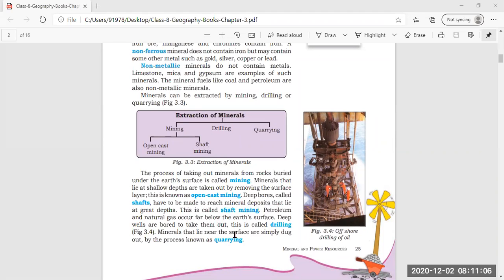Then next, drilling. We have seen that petroleum and natural gas, these types of gases, we can take out from deep inside the earth with the help of the drilling method, that is, deep wells are dug. Then lastly, the third method is quarrying, where the minerals lie near the surface of the earth, and that is called quarrying. In that method, quarrying is used to take out the minerals.